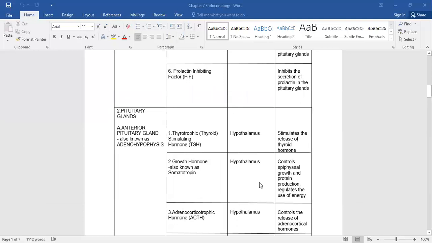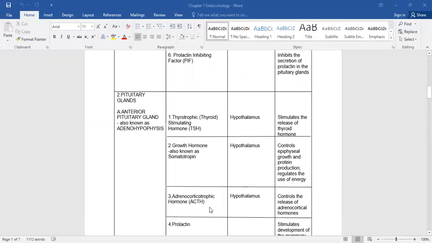We also have the growth hormone, also known as somatotropin. Again, its stimuli is the hypothalamus, particularly the growth hormone releasing hormone. So it controls epiphyseal growth and protein production and regulates the use of energy. Then we have the adrenocorticotrophic hormone, hypothalamus. Again, the stimuli is there, over here. And it controls the release of adrenocortical hormones.